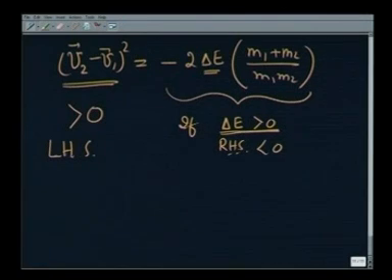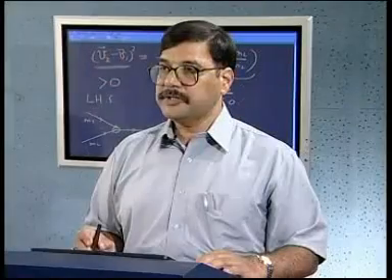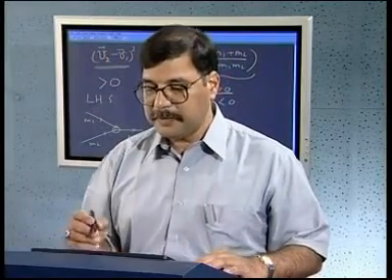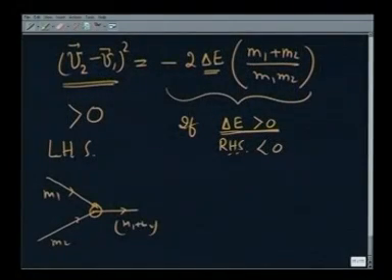What does this mean? Recall again, what are we doing? Two particles coming in, interacting and going out as one particle, m1 plus m2. If during the interaction some energy is released, that means delta E is greater than 0, I can never satisfy this equation, and this interaction will never take place. So, if two particles during interaction release energy, they will never get stuck together and go out as one particle.